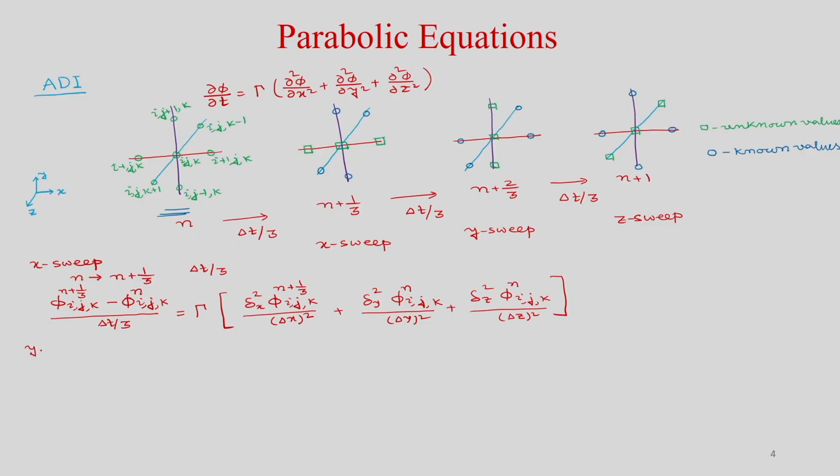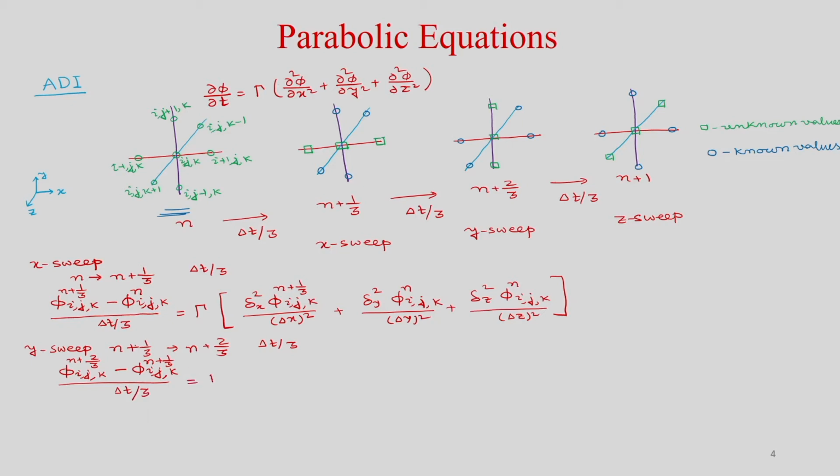So, at n plus 2 by 3 when we will move in the y sweep, so in y direction there will be 3 unknowns. So, when we will discretize the del 2 phi by del y square, there we will have the unknown time level, that will be n plus 2 by 3. So, now we are going y sweep. So, it is moving n plus 1 by 3 to n plus 2 by 3. Okay, and what is the time step? Del t by 3. So, you can write phi I j k minus phi I j k. Okay. So, now we are moving n plus 2 by 3 from n plus 1 by 3, okay, divided by del t, oh sorry, del t by 3.